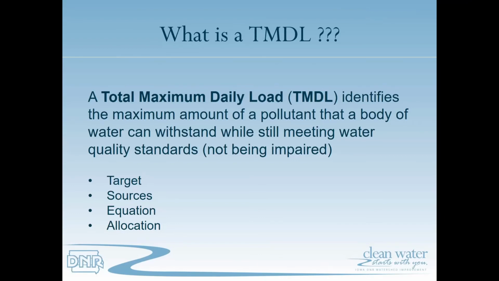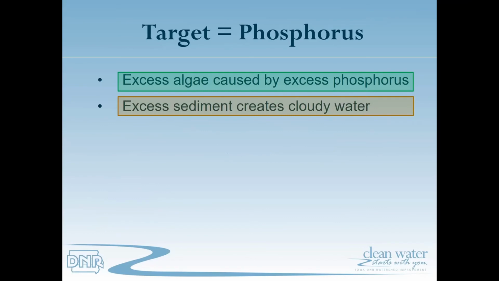So without further ado, in this case, the target is phosphorus. We looked at that chart. It's going to come back and be important. So phosphorus in this case can do several things. It can cause excess algae. So if you just think of phosphorus being a nutrient and algae being plants, it makes sense that more nutrients will cause more plant growth.